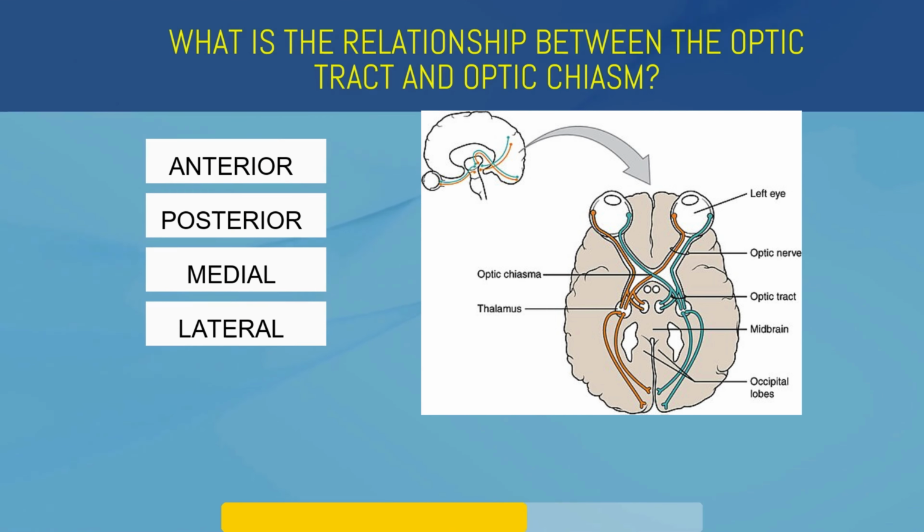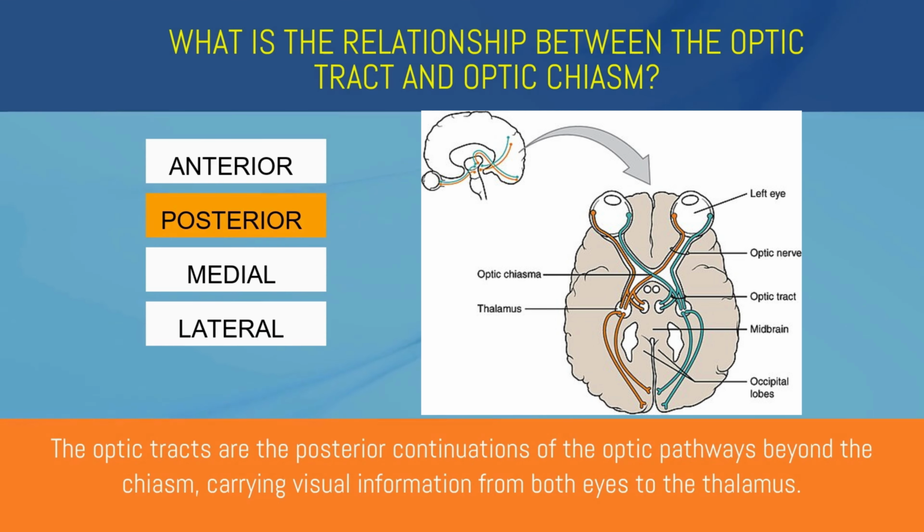Anterior, posterior, medial, or lateral? Posterior. The optic tracts are the posterior continuations of the optic pathways beyond the chiasm, carrying visual information from both eyes to the thalamus.